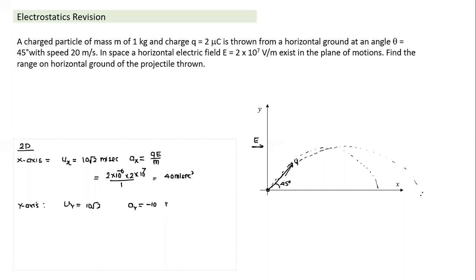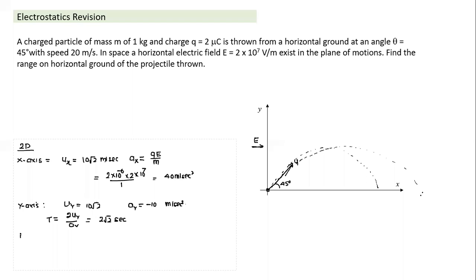How do I calculate the range here? See, will the time of flight of this particle change? Time of flight is only dependent on motion along the y-axis. So time of flight will not change. What would the time of flight be? Time of flight is equal to 2 into uy by ay, which, if I put those values, will be 2 root 2 seconds. So time of flight is 2 root 2 seconds.